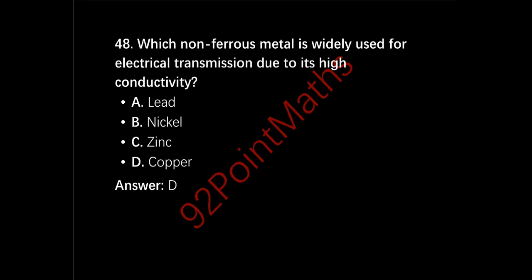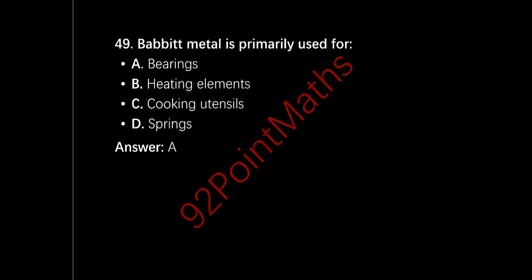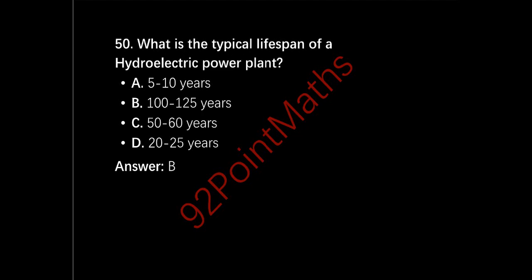Which non-ferrous metal is widely used for electrical transmission due to its high conductivity? Option D, copper. Babbitt metal is primarily used for option A, bearings. What is the typical lifespan of a hydroelectric power plant? Option B, 100 to 125 years. Thank you.